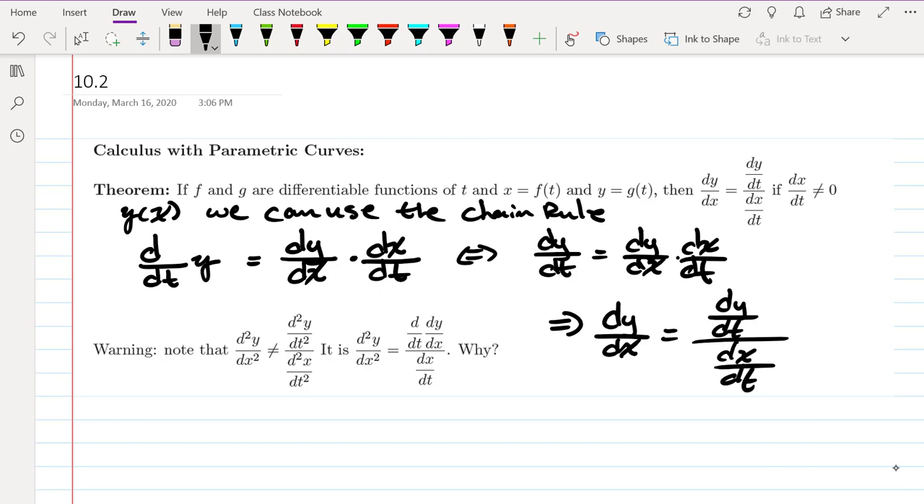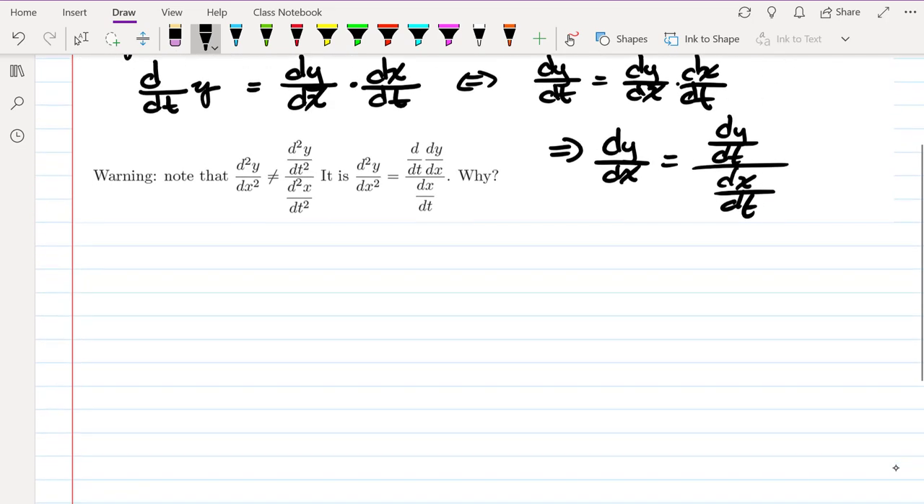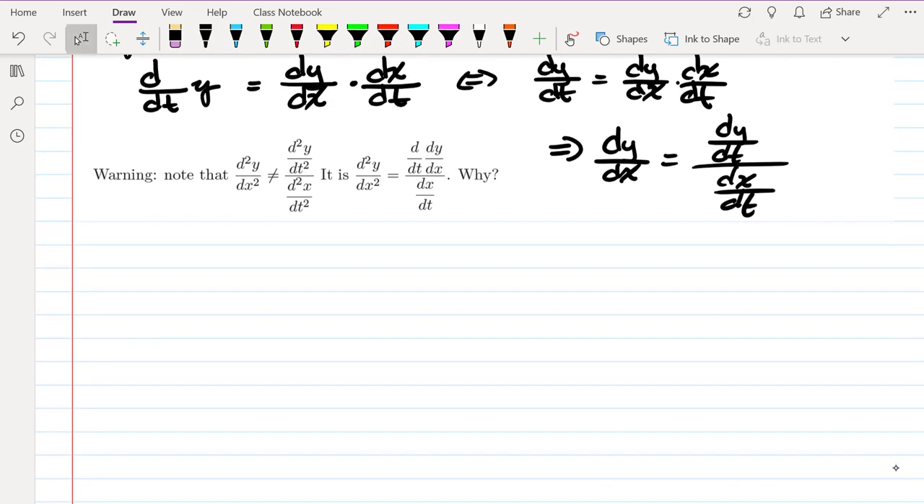Okay, so it's worth noting that the second derivative of y with respect to x does not equal what you'd get if we just take the second derivative of the numerator and denominator. So why would it be this? We have d2y/dx squared is d/dt of dy/dx divided by dx/dt. Well, it's actually exactly the same thing that we did above.